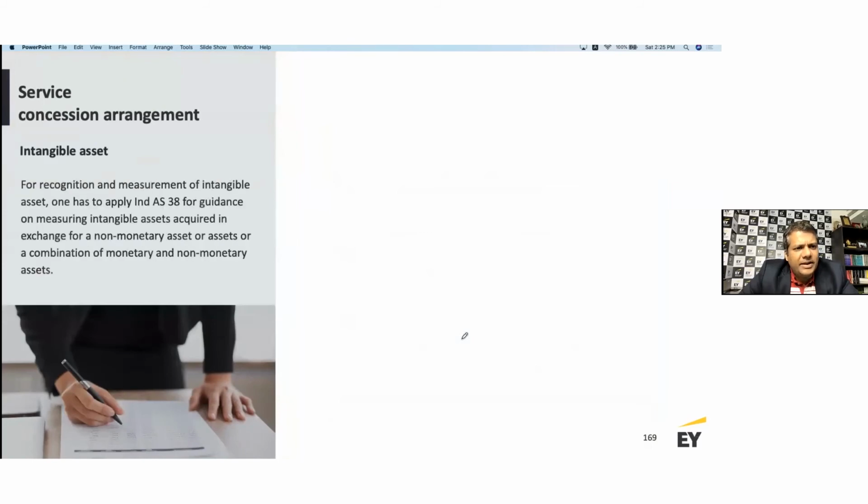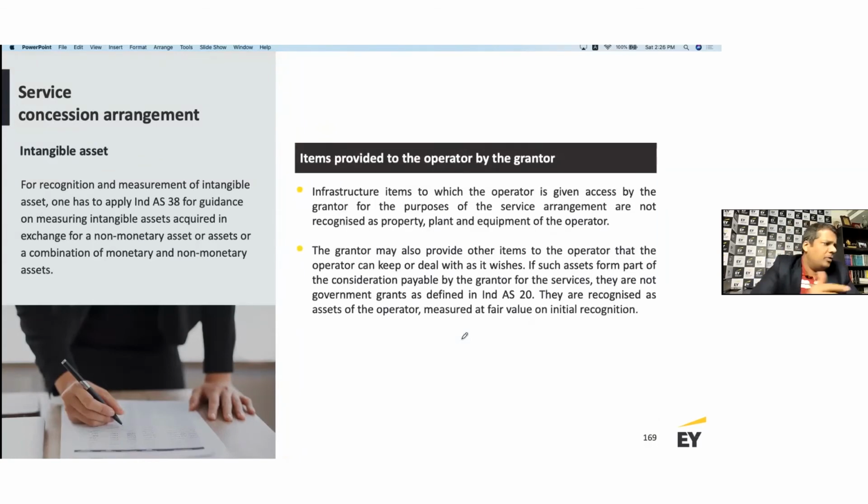For recognition and measurement of intangible asset, one has to apply Ind AS 38. Like for financial asset, you apply Ind AS 32, 109, and 107. Here you will apply Ind AS 38 for recording, measurement, and subsequent accounting as well. Infrastructure to which the operator is given access by the grantor for the purpose of the service arrangement is not recognized as property, plant, and equipment. It's recognized as an intangible asset because I am not the owner. I'm not in control. I only have the right to operate the asset.